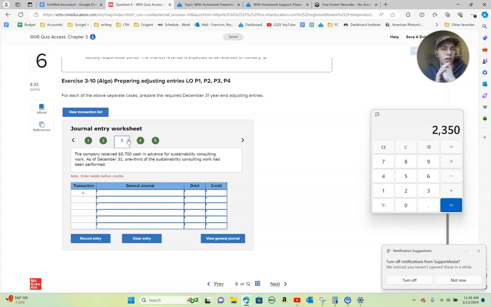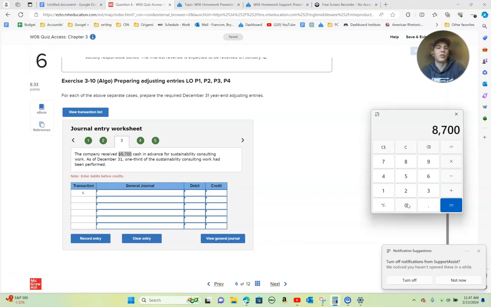Okay, number 3. The company received $8,700 cash in advance for sustainability consulting work. So this is an unearned revenue. They got the revenue, but it has not been earned yet. They have not done the service for it. So that's going to be 8,700 unearned revenue, which is a liability.